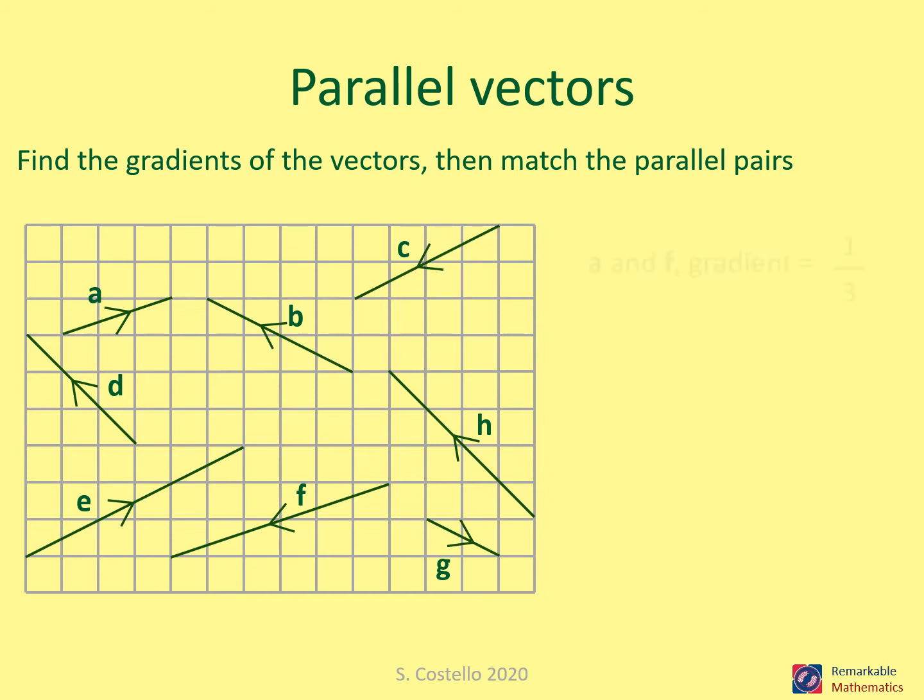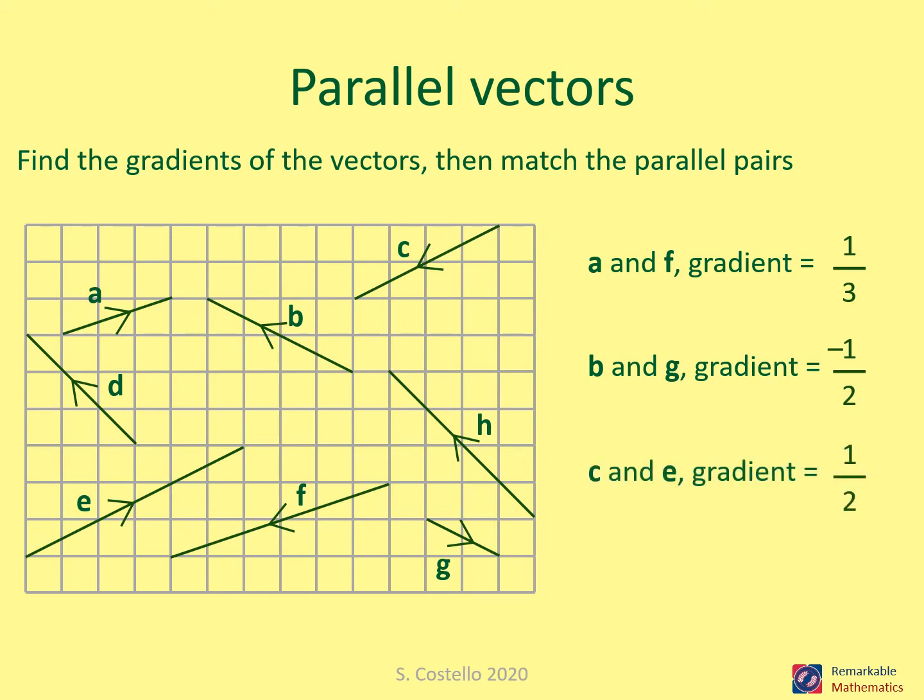Right, here we go. A and F have a gradient of 1 over 3. B and G have a gradient of minus 1 over 2. C and E have a gradient of 1 over 2. D and H have gradients of minus 1.